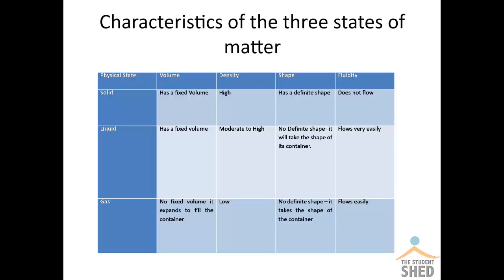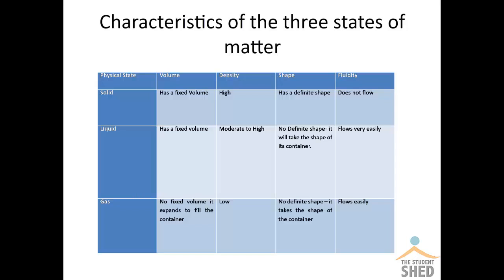They're solid. Liquid, similar idea, but different in the way it has a fixed volume. Density is less than solids, but more than gases. They don't have a definite shape, but we've all seen it before. You pour water into a bottle, or into a glass, or a fluid into a glass, it will take the shape of that container. They flow.